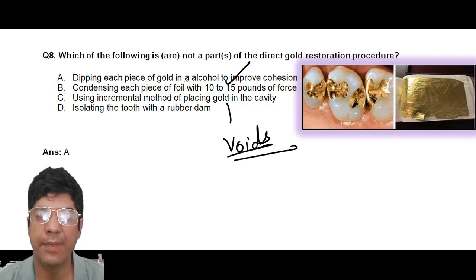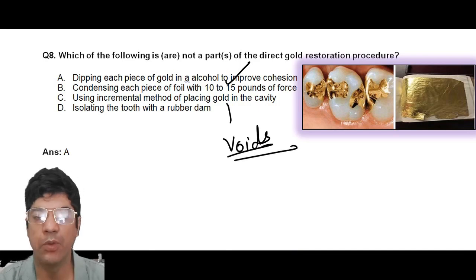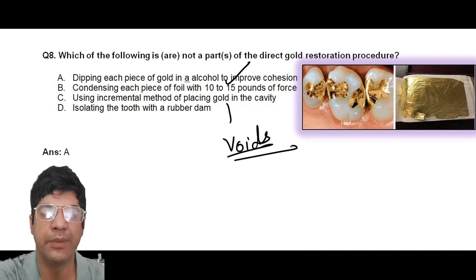Isolating the tooth with the rubber dam is a standard practice in restorative dentistry to keep the tooth dry and free from contamination during the procedure.